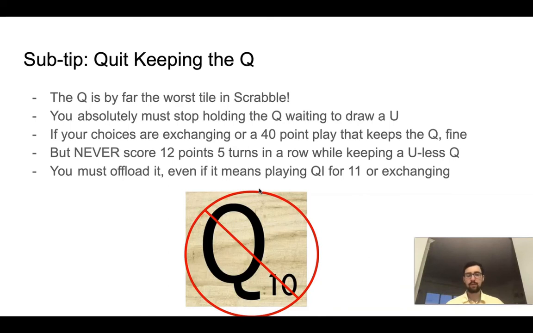Because when you're playing with a U-less Q, you're effectively playing with 6 tiles. There are so few words that have a Q without a U that you're completely eliminating your chances of bingoing or really scoring any material points with the Q unless you happen to draw a U. And the odds are just not worth it. You're always better off getting rid of the Q, even if it means exchanging it or playing QI for like 11 points, and then having a full rack to play with again and having a chance to bingo and use all of your tiles, as opposed to trying to score like 12 points multiple turns in a row, just hoping you'll maybe draw into a big Q play for 50 a couple turns down the line. It's always better to get rid of it if you have any doubt.